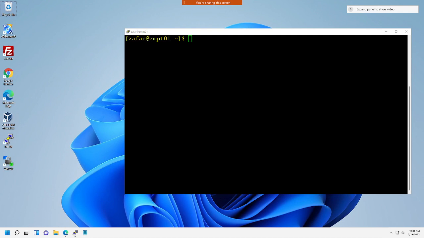Okay, so what we're gonna do today is we're gonna configure the network interface card.